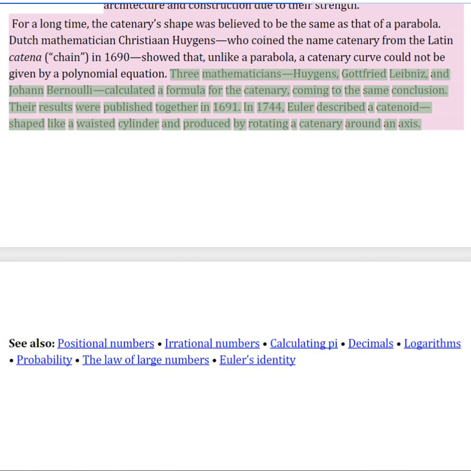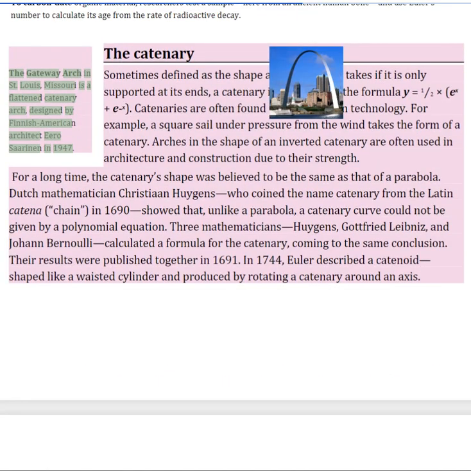In 1744, Euler described a catenoid, shaped like a waisted cylinder and produced by rotating a catenary around an axis. The Gateway Arch in St. Louis, Missouri is a flattened catenary arch, designed by Finnish-American architect Eero Saarinen in 1947.